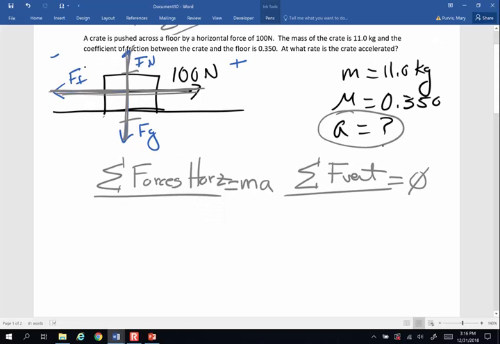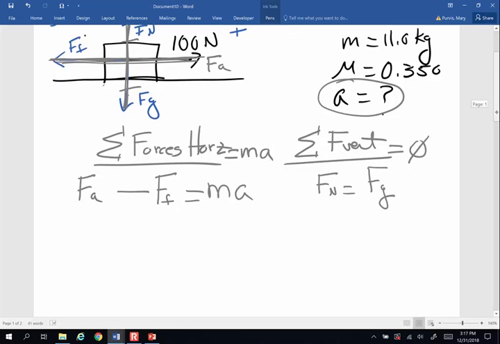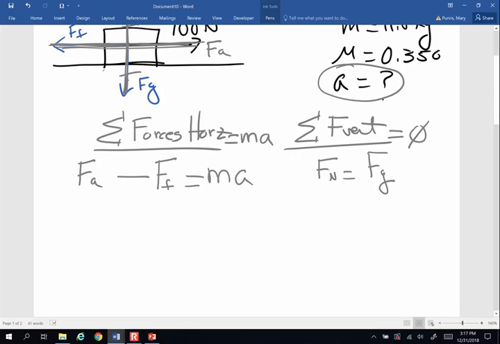Next, I'm going to write my equations. So here goes. In the horizontal direction, I called the force applied positive. So my force applied minus friction force, why is it minus? Because it's in the opposite direction, is going to make my mass accelerate. In the vertical direction, normal force equals force of gravity. Now that is a lot of the physics. Now what we've got to do is plug in the numbers we have and solve for my unknowns.